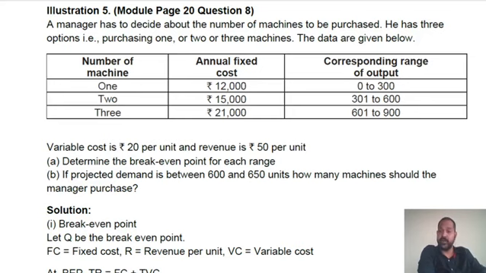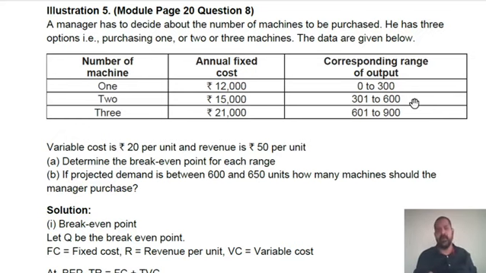Now, if I buy 1 machine, I can have an output of 0 to 300 units. If I buy 2 machines, obviously, why will you buy 2 machines? Because you want more than 300. So the first machine can make 300, the second machine can make 300, so 600. But why does this say 301 to 600? You are buying a second machine because the first machine is running at full capacity, which means the first machine is making 300 units. I want to increase my capacity. So that is why the next machine I buy will produce from 301 to 600.